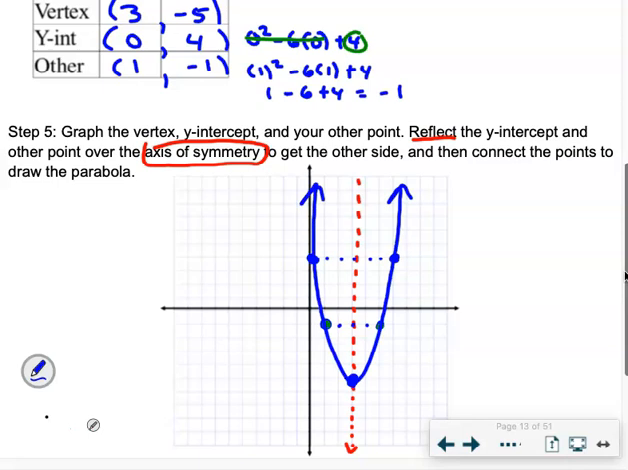So instead of making you plug in more numbers, we're just going to say, you know what, we know that red line is where I could fold the parabola in half and have symmetry. So that means I can use that knowledge to my advantage to not have to plug in so many things. So that was step 5. You graph the 3 dots that you know, and then from there, you try to reflect over the axis of symmetry. We'll do this a couple more times to get you some practice.